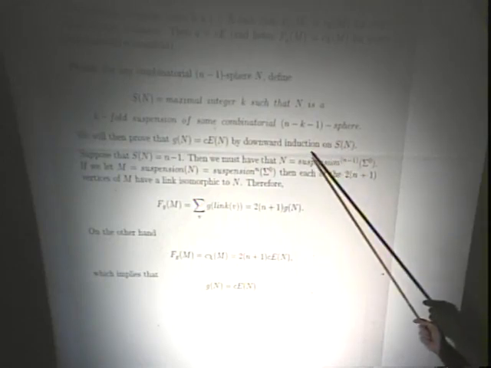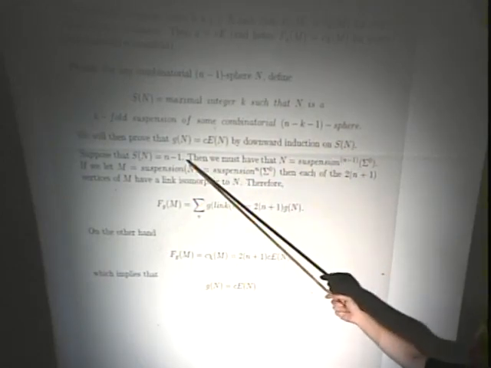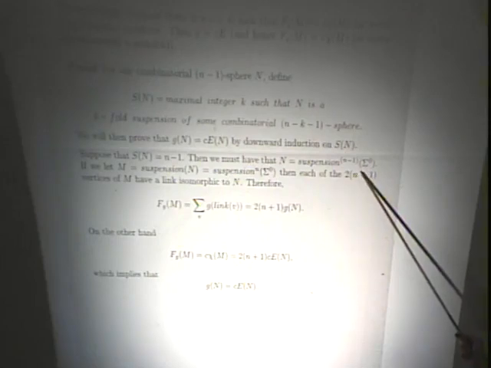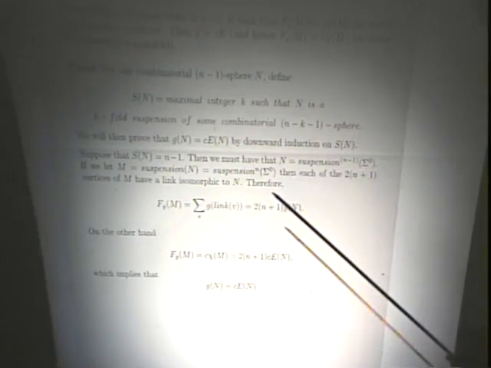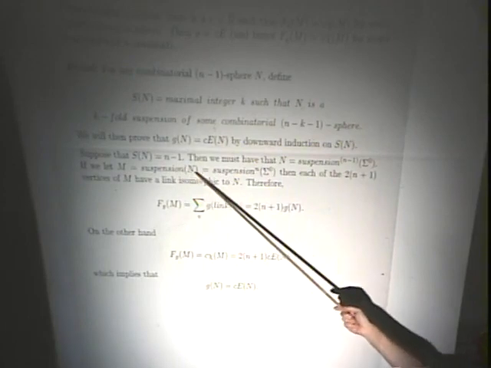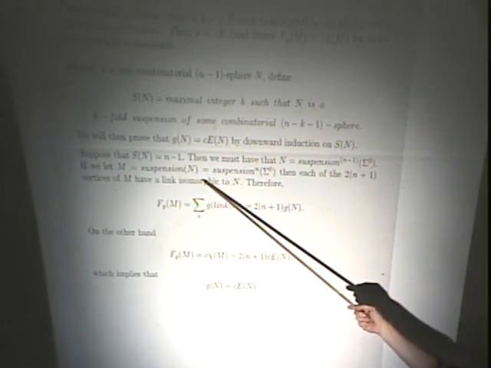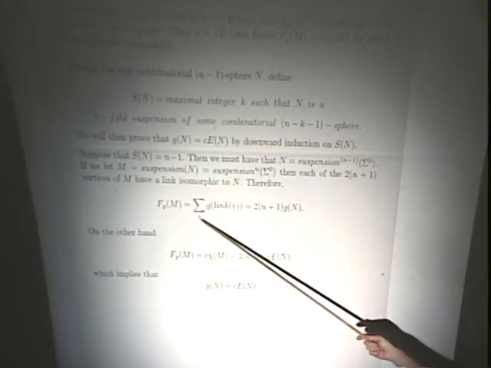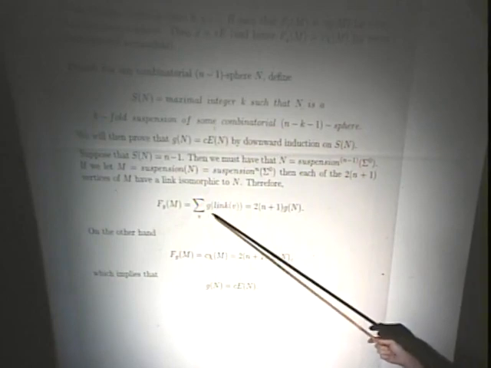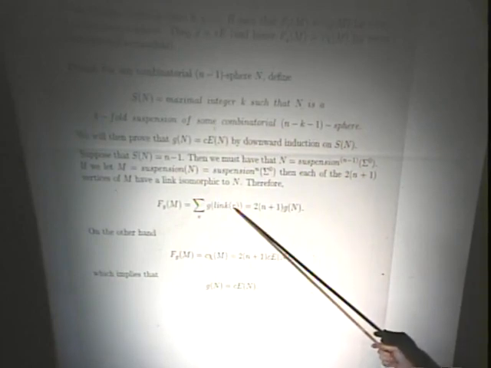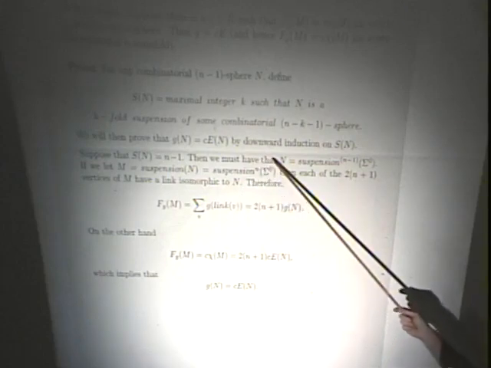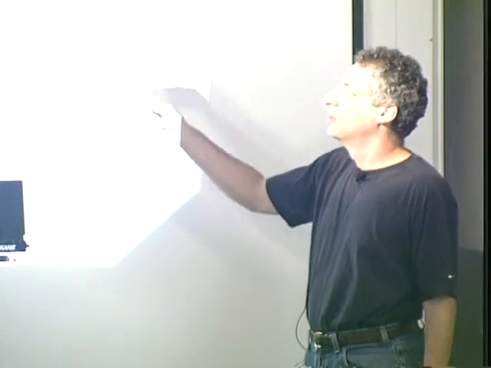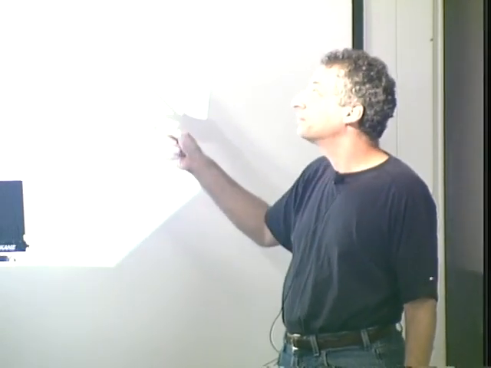So for example, suppose that it happens to be the n-1 suspension of something. Well, then it has to be the n-1 suspension of a zero sphere to get the right dimension, so we know what it is. And now let M be the suspension of that. Then M is a combinatorial sphere, and we know that f sub g of M is the sum over all the vertices of g of the link. But all the links are the same, right? Because it's just an n-fold suspension of a zero sphere. So it has 2n plus 1 vertices, and all the links are equal to g. So when we apply f sub g to that, we get this.